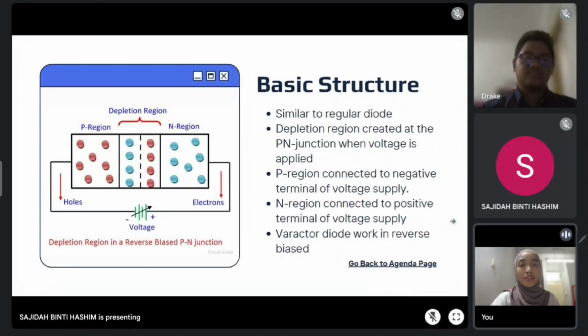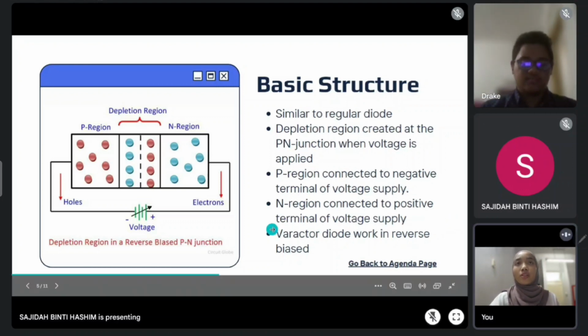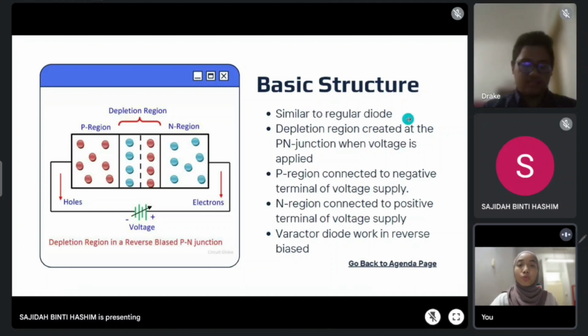Next, we move to the basic structure of a Varactor diode. This is the basic structure of a Varactor diode. It is quite similar to the regular diode, which is a PN junction diode. It has an N region, a P region, and a depletion region. The depletion region is created at the PN junction when voltage is applied. The P region is connected to the negative terminal of the voltage supply, while the N region is connected to the positive terminal of the voltage supply. This shows that the Varactor diode works in reverse bias.